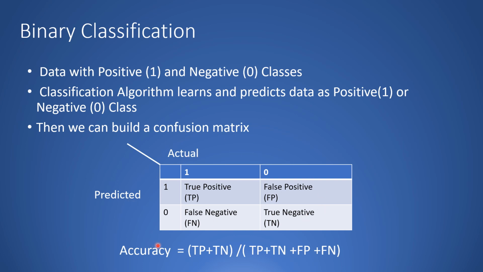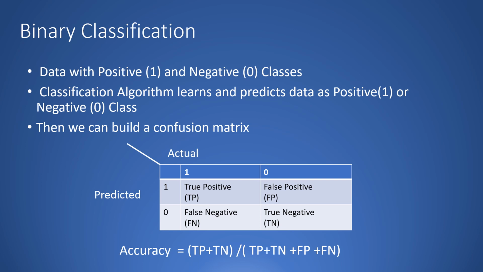Now, what is a typical measure of any classification algorithm? One of the measures is accuracy. Accuracy can be computed as the number of true positives plus the number of true negatives divided by the total population, which is true positive plus true negative plus false positive plus false negative.